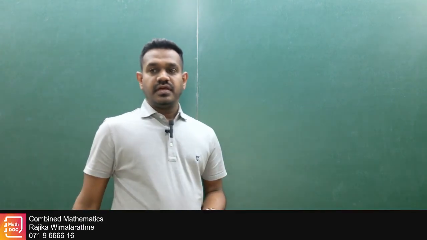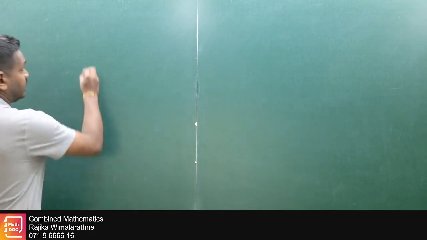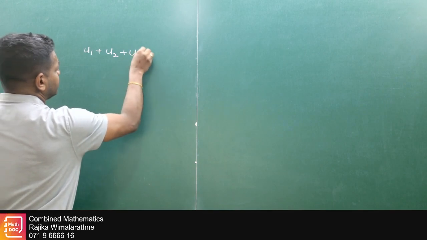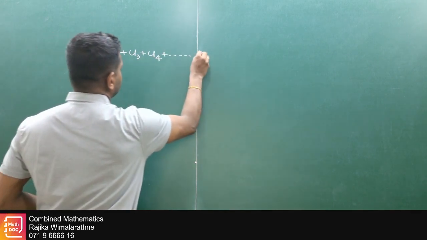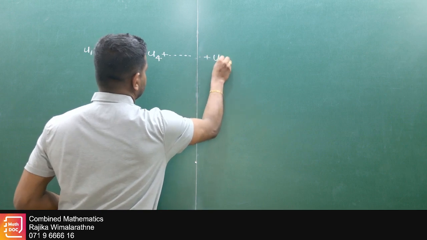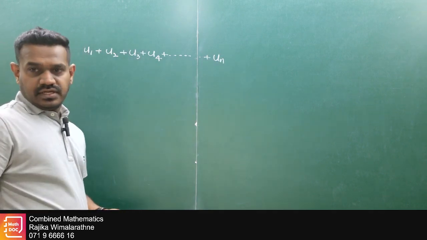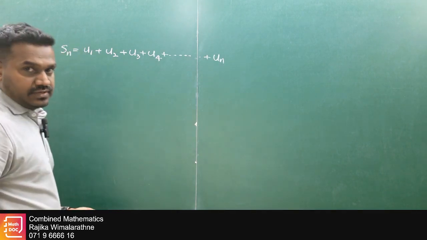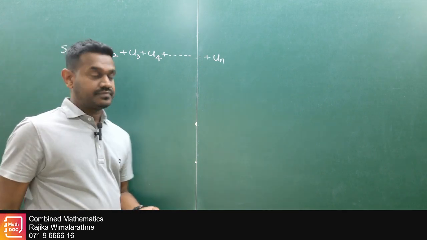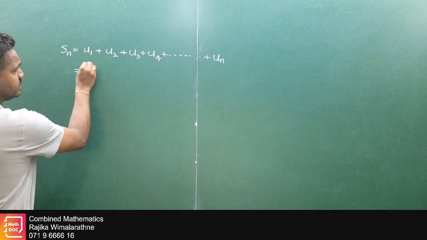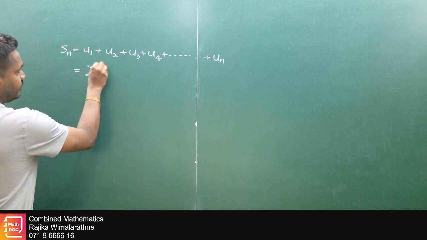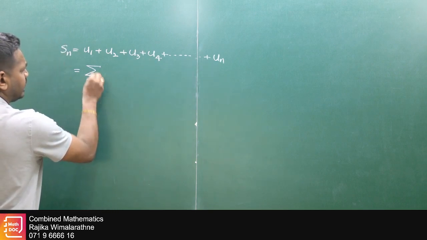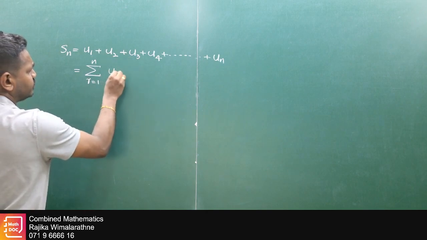Now consider a sum like this: u1, u2, u3, u4, and it goes on up to un. Here is the sum from 1 to n. Usually we denote this by Sn, the sum of n number of terms from 1 to n. Then we can compress this using sigma notation. Here sigma, we start from r equal 1 to n. Here the general term you put is ur.